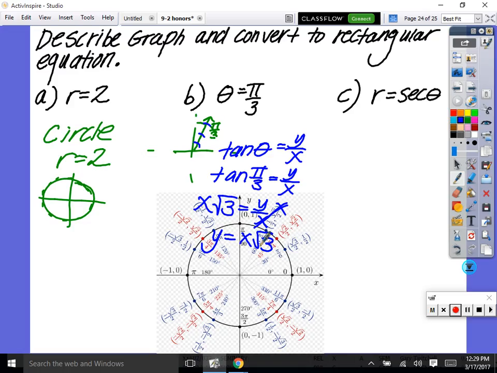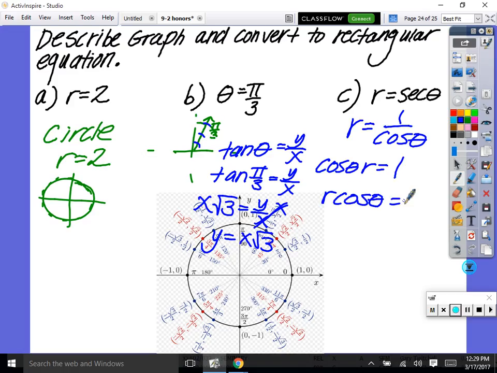Okay, so with this one, that's the same thing as r is equal to 1 over cosine of theta, correct? So now we multiply both sides by cosine of theta. So we have cosine of theta r equals 1. Well, isn't r cosine theta equal to x? So that becomes x. So x equals 1. So you'd say any point on the line x equals 1.